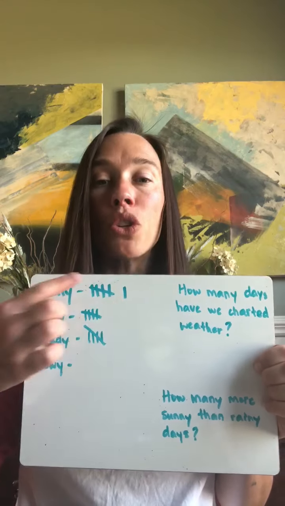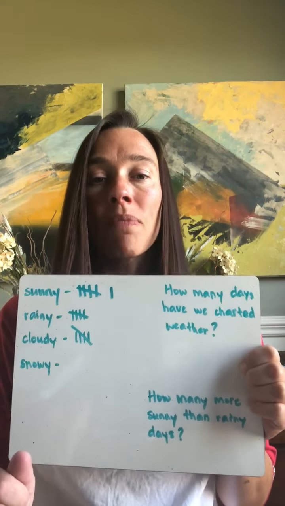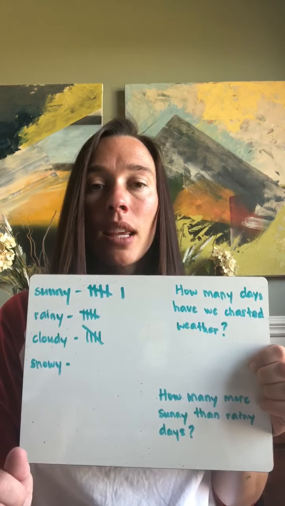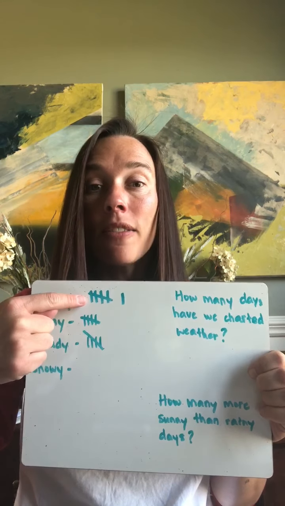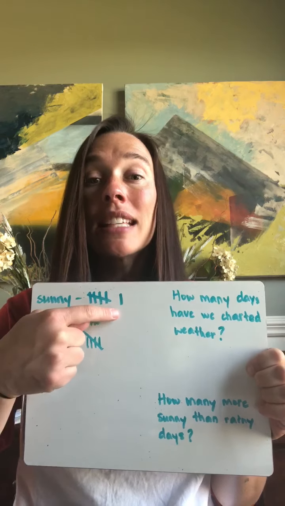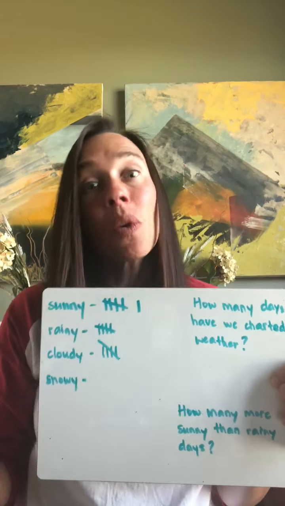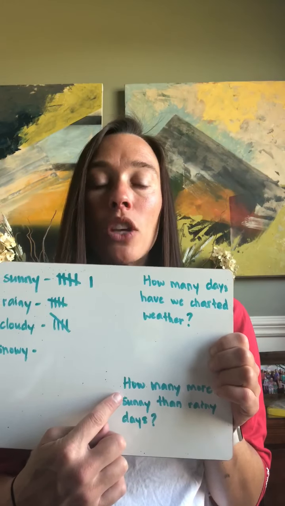So I'm going to mark another cloudy day on my weather chart. And now I want you to take a look at my tally chart, and I want you to help me answer this question. How many days have we charted weather? Okay, I hope you counted 5, 10, 15, 16. We have charted weather 16 days since we've been off.